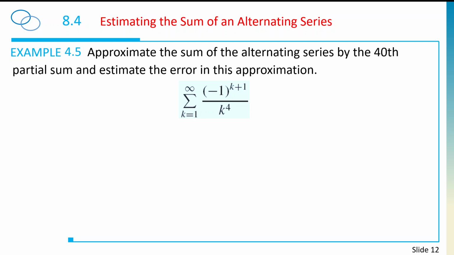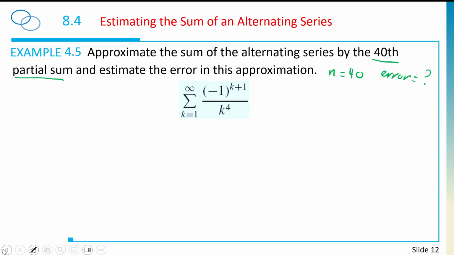Something like this. It's exactly the same way as the integral test. The question will come in two ways. The first one, we need to approximate the sum of the alternating series by the 40th partial sum. So they add up only 40 terms. So n equals 40. They add 40 terms, and estimate the error of this approximation. We need to find the error. This is what we need to calculate.